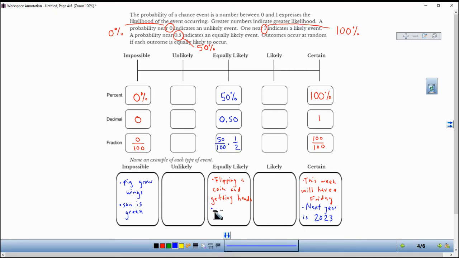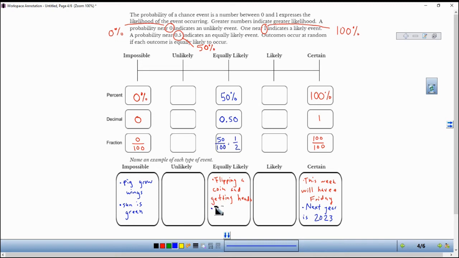And that's why, for overtime in a football game, they flip a coin, because it's equally likely that it's going to land on heads or tails. So it's seen as a fair event there. Each team has an equally likely chance of winning that coin toss.